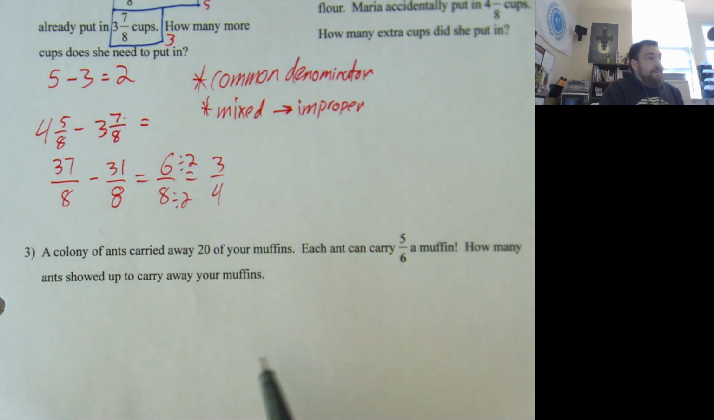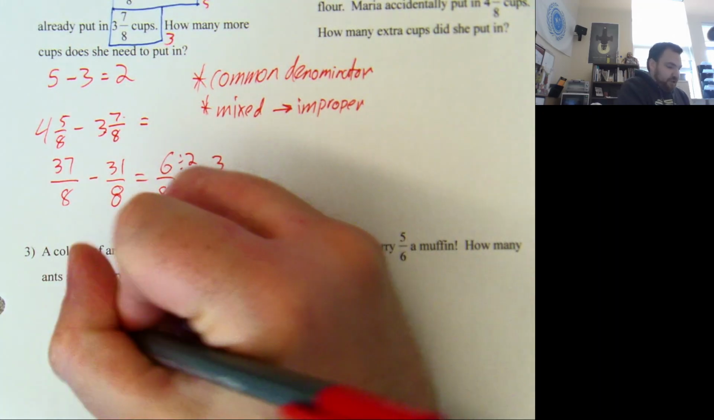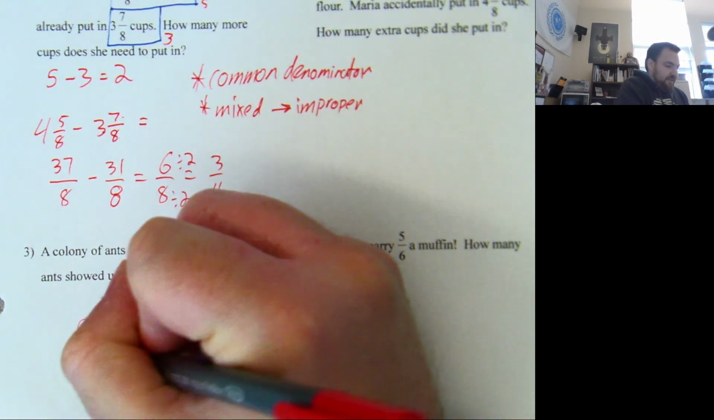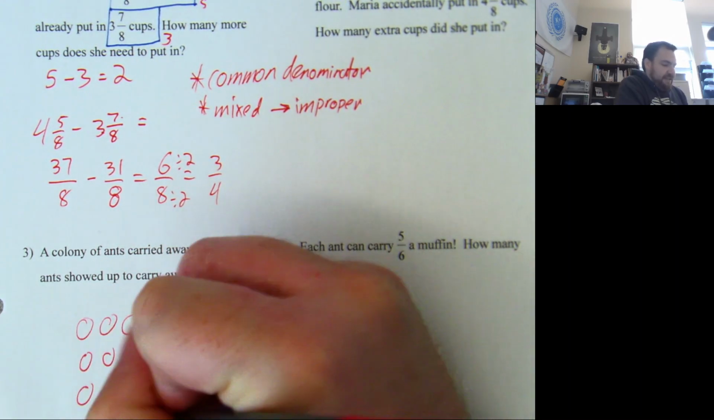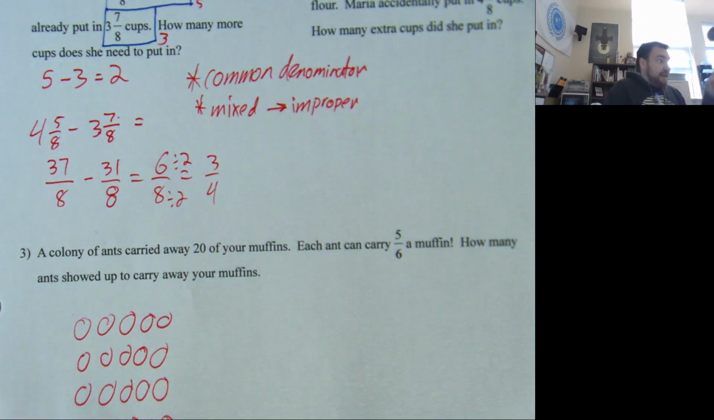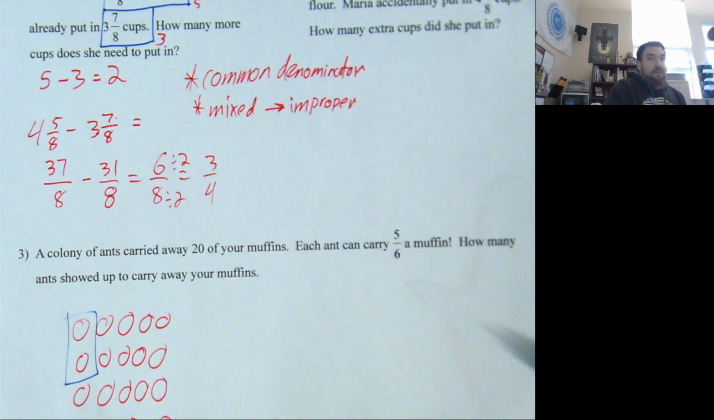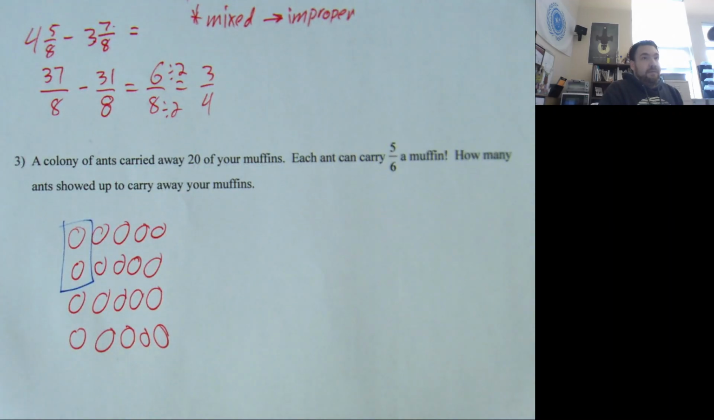Let's say I have about 20 muffins, and each ant can carry 2 muffins. I've got 20 muffins: 1, 2, 3, 4, 5, 7, 8, 9, 10, 11, 12, 13, 14, 15, 16, 17, 18, 19, 20. And each ant can carry 2 of them. How many ants do I need to show up to steal all the muffins? No. It's not 8. No.